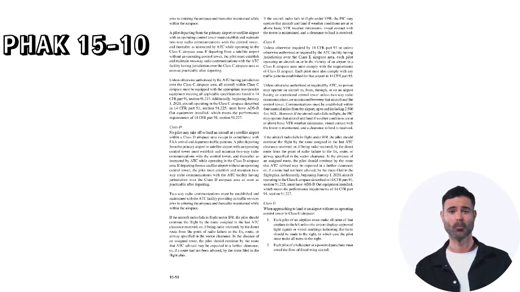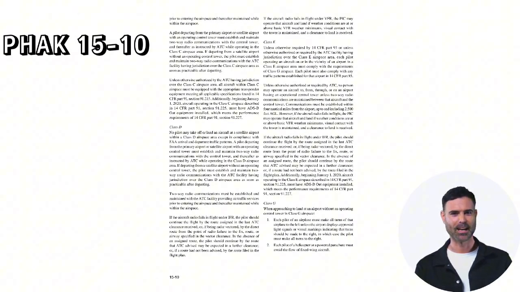Class D. No pilot may take off or land an aircraft at a satellite airport within a Class D airspace area, except in compliance with FAA arrival and departure traffic patterns. A pilot departing from the primary airport or satellite airport with an operating control tower must establish and maintain two-way radio communications with the control tower and thereafter as instructed by ATC while operating in the Class D airspace area.